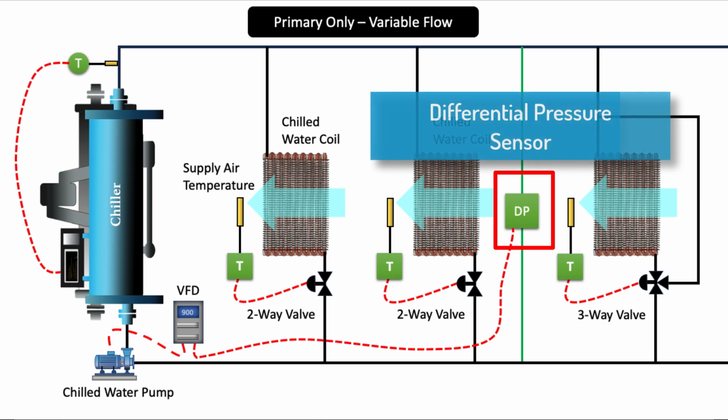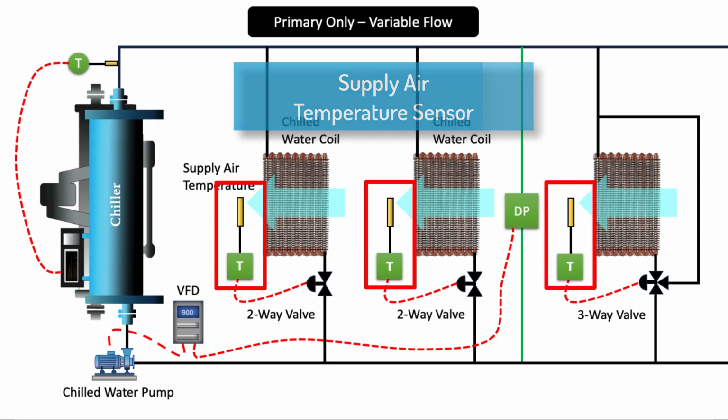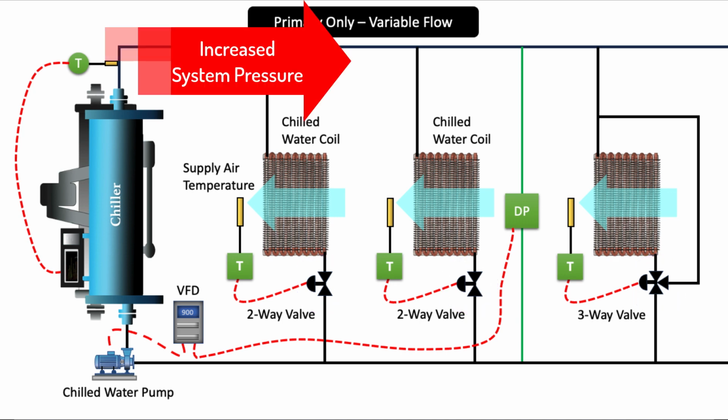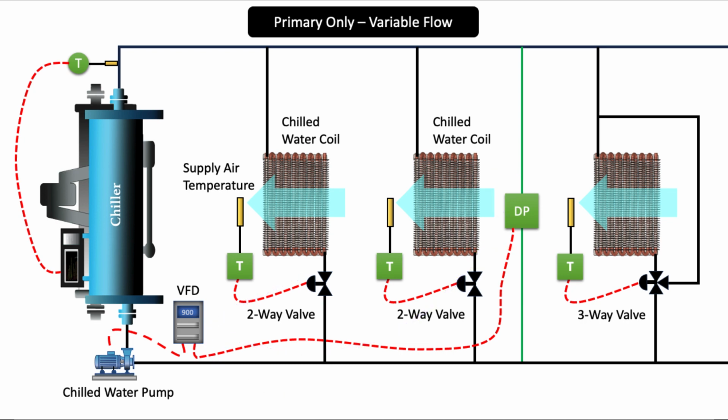Differential pressure sensor. The cooling coils have supply air temperature sensors that control the amount of chilled water flowing through the 2-way control valves. As demand in the space reduces, the 2-way valves modulate toward the closed position, which increases pressure in the chilled water system. This increase in pressure is sensed by the differential pressure sensor and is communicated to the VFD. The VFD then slows down the speed of the pump, which reduces the amount of chilled water circulated throughout the system.